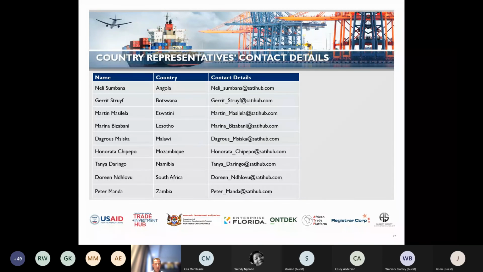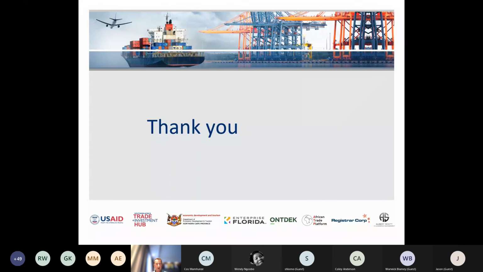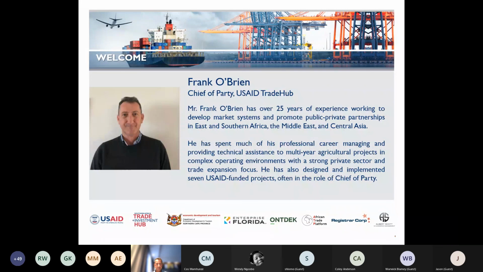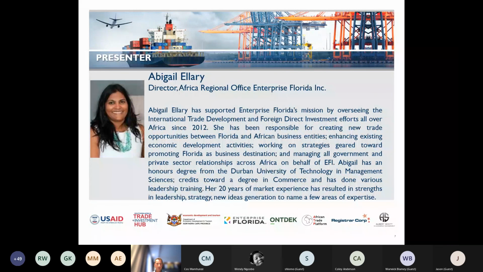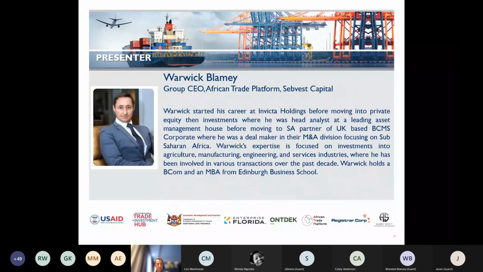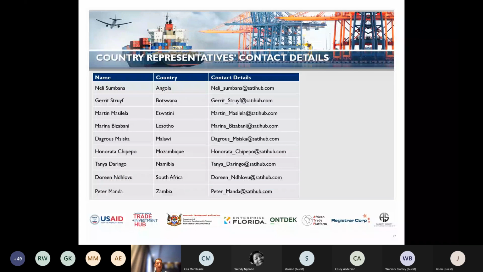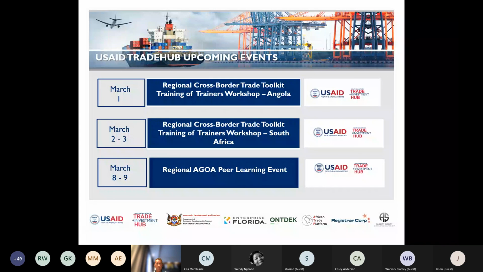Then we have a slide with some upcoming events that may appeal to our participants. I think it's at the other end. Thank you. So there we have some upcoming events that may be of interest especially to our Northern Cape participants, namely the one there on the 2nd and 3rd of March, which is next week. If you're interested, we can forward the link and you're more than welcome to join.